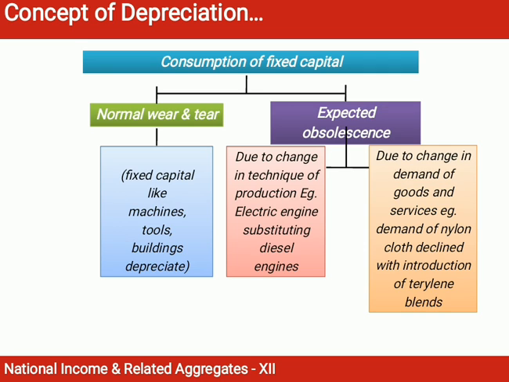And third is expected obsolescence. The value of fixed assets also declines due to expected obsolescence, loss in value due to technology, or change in the demand for goods and services. For example, electric engines substitute diesel engines, and demand for nylon cloths declines with the introduction of Terylene blends.